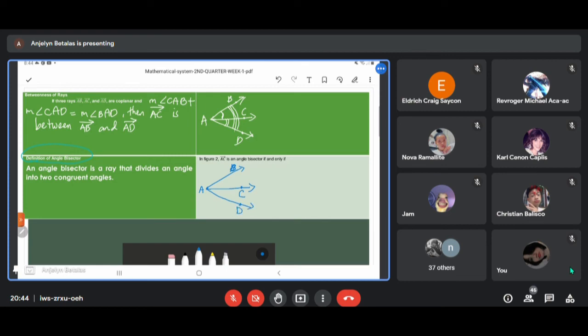An angle bisector is a ray that divides an angle into two congruent angles. So, ray AC is the angle bisector if and only if the measure of angle CAB is equal to the measure of angle CAD. Equal ba?